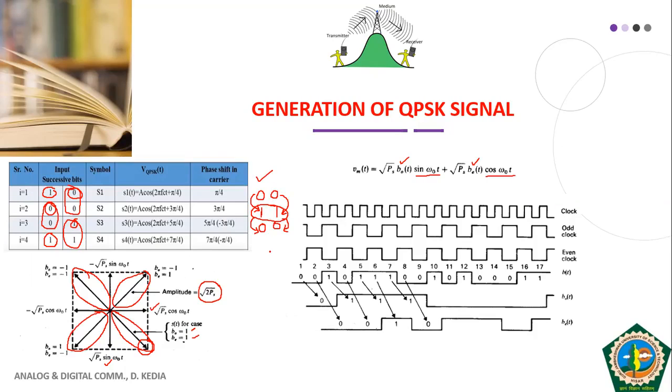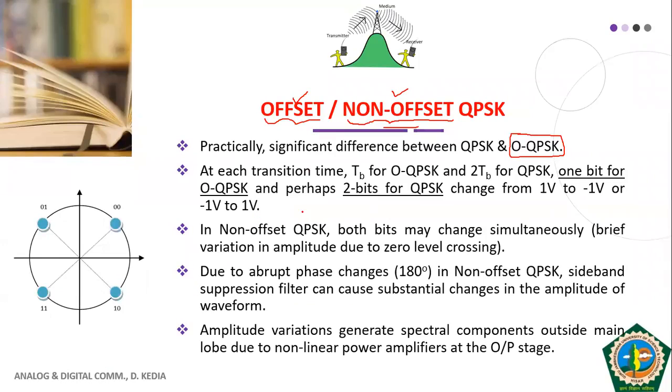Instead, what we do is we allow only one bit to change. We will keep this bit the same. In order to generate another symbol, we will allow only one of the 2 bits to change. So this is what we do.